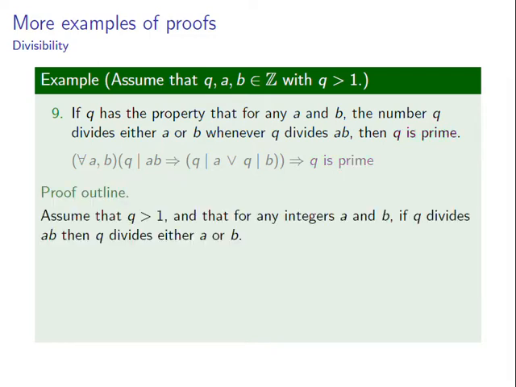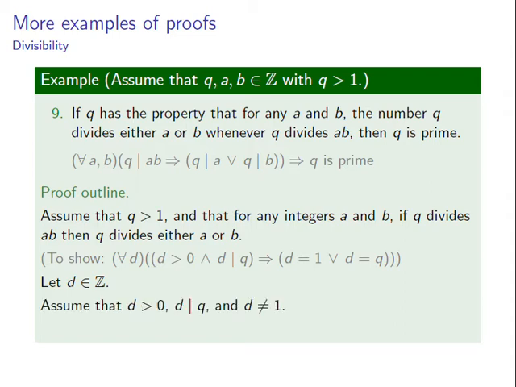For a direct proof of this statement, we begin by assuming that Q is greater than 1, and that for any integers A and B, if Q divides AB, then Q divides either A or B. We need to show that Q is prime, or equivalently, for any positive divisor D of Q, either D is equal to 1 or D is equal to Q. To show this, let D be an arbitrary integer and assume that D is positive, D divides Q, and that D is not equal to 1. We will show that D is equal to Q.